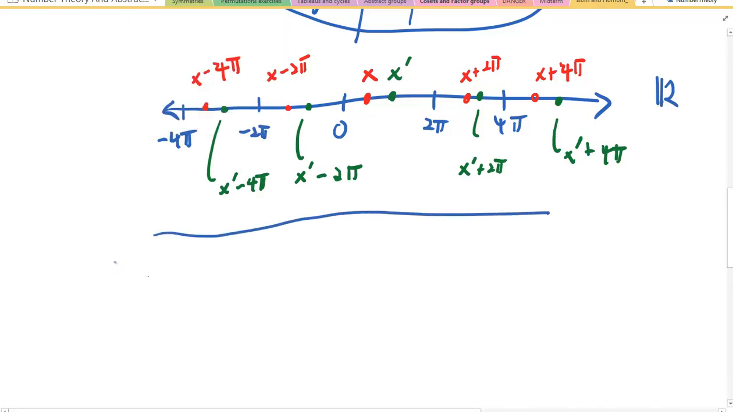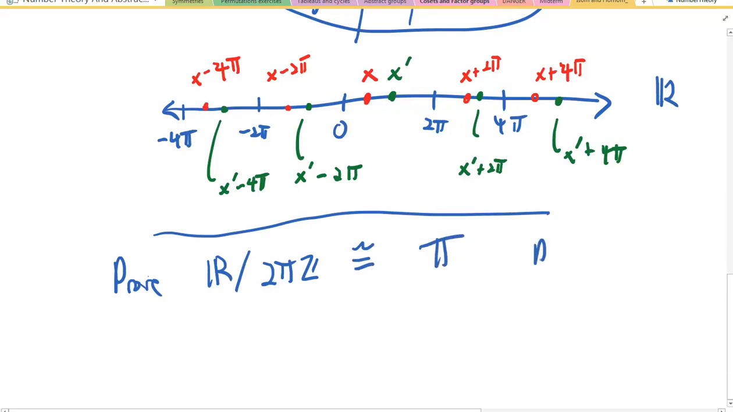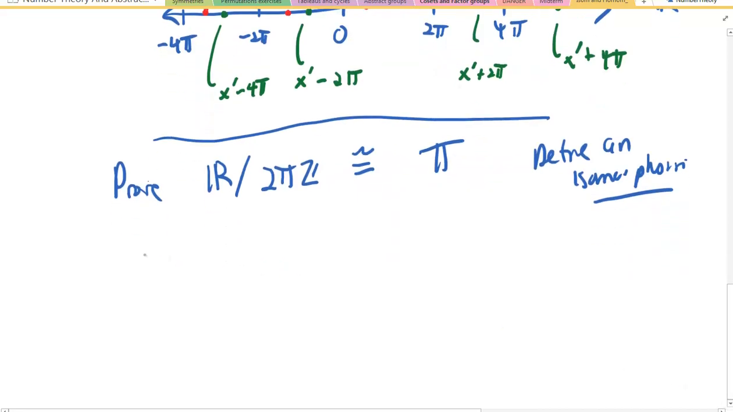So the next thing to do is to prove that R mod 2 pi z is isomorphic to T. So we'll have to define an isomorphism. Okay. Now we want to use cis. We've been talking about cis, so we'll use cis. All right, now remember what this is. This is the set of cosets. And cosets have the form x plus 2 pi z.